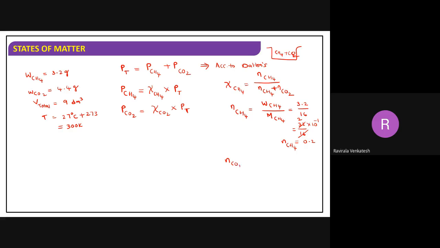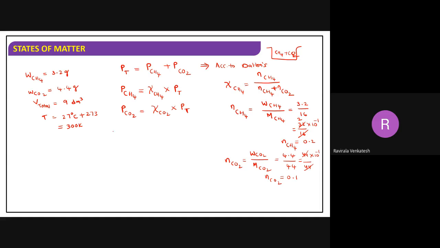Next, carbon dioxide. Number of moles of carbon dioxide is again weight of carbon dioxide divided by molar mass of carbon dioxide. Weight of carbon dioxide is given, 4.4. Molar mass of carbon dioxide is 44. 4.4 you write as 44 into 10 to the power of minus 1, and write down this 44 only. They are getting cancelled. 10 to the power of minus 1 means 0.1. So number of moles of carbon dioxide is 0.1.